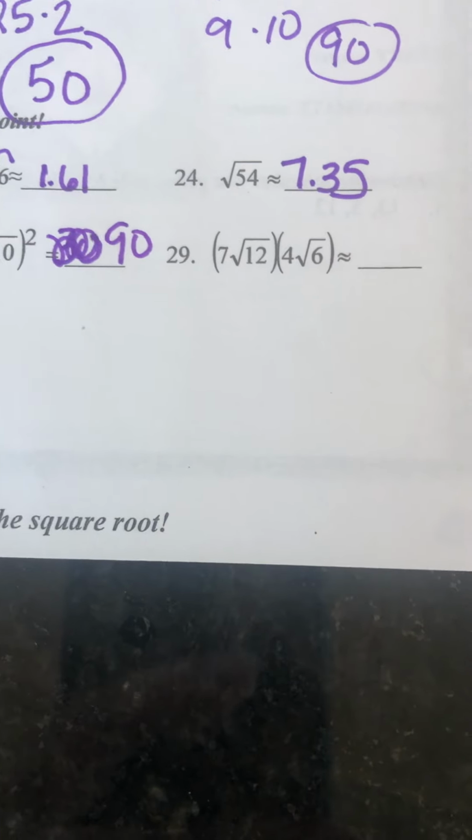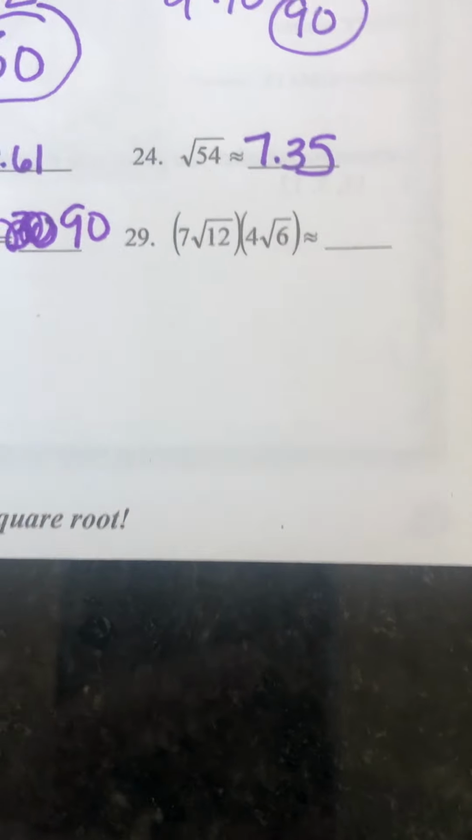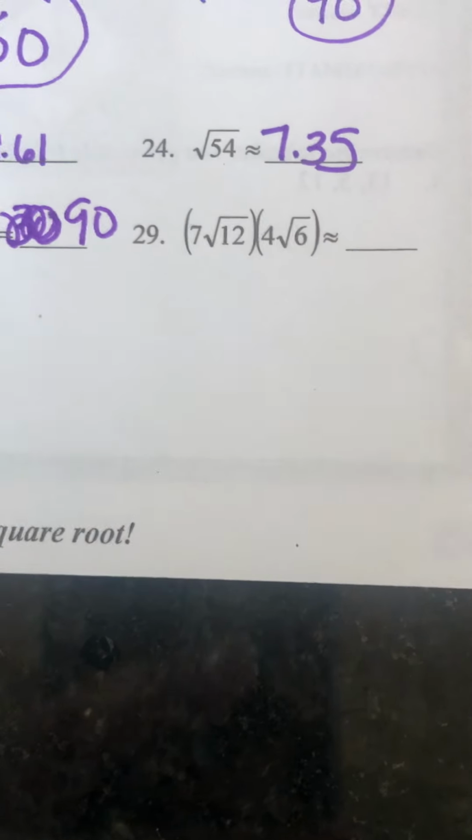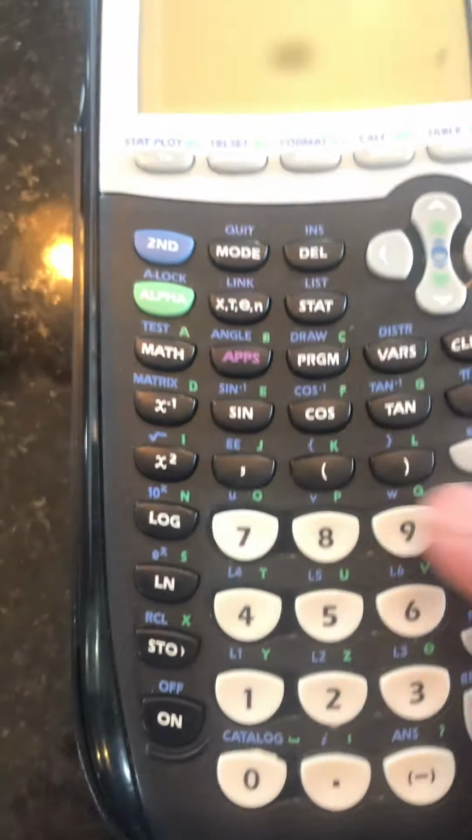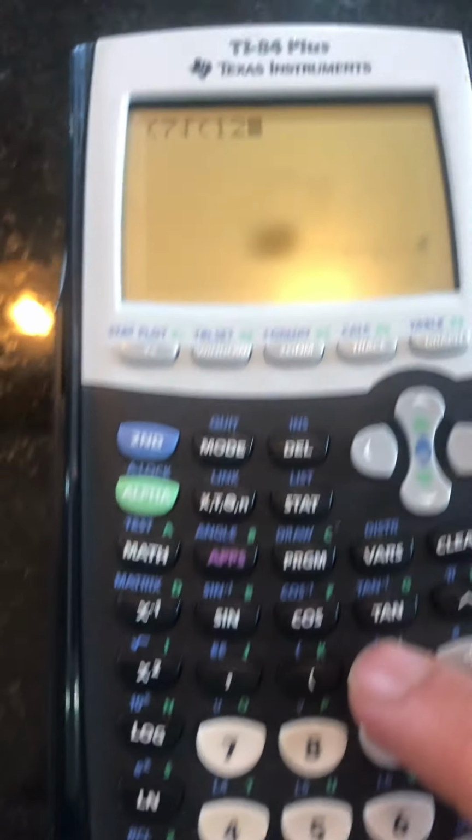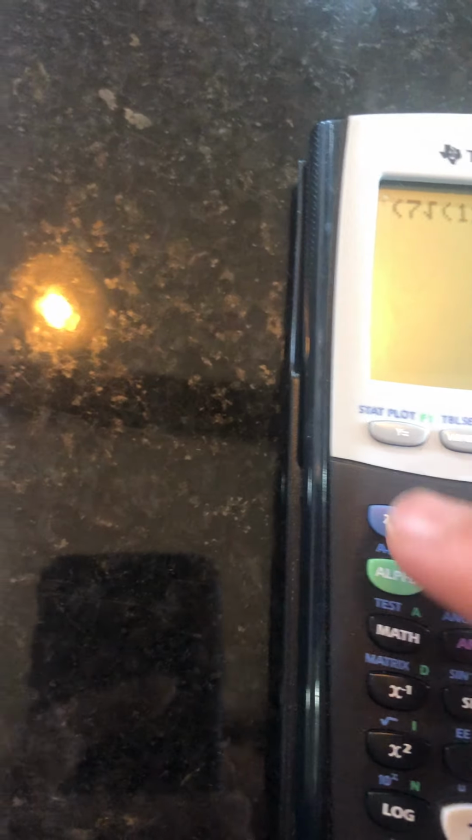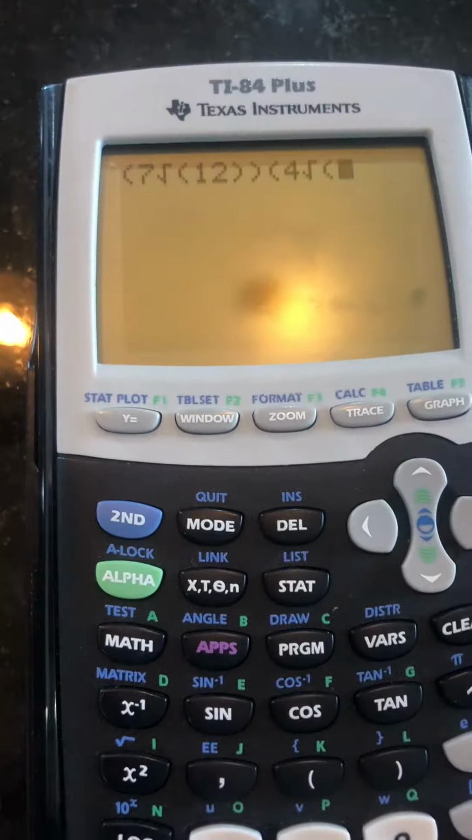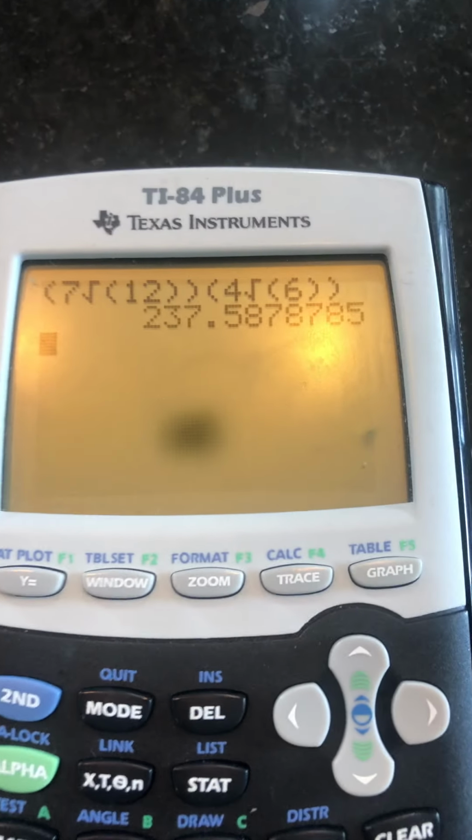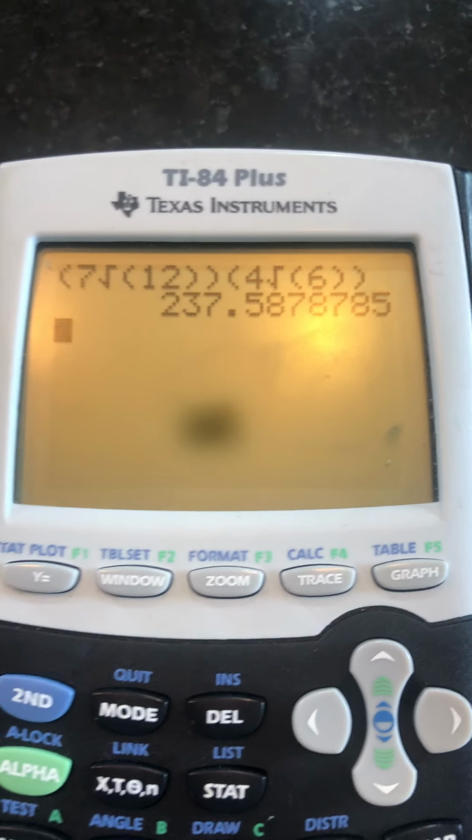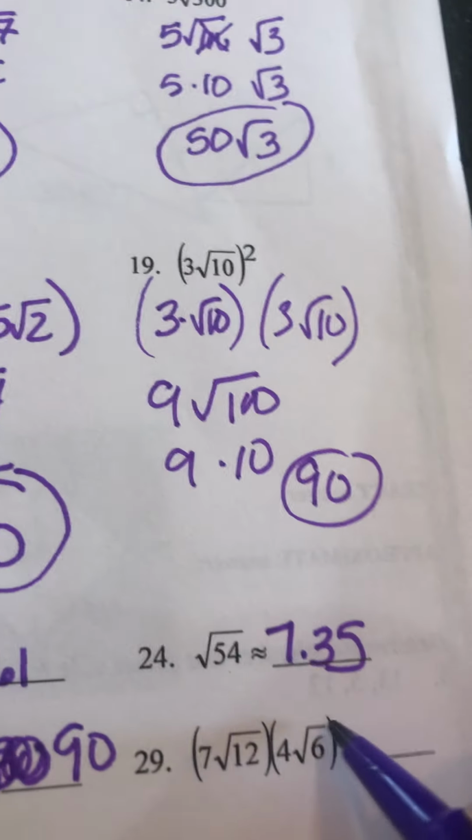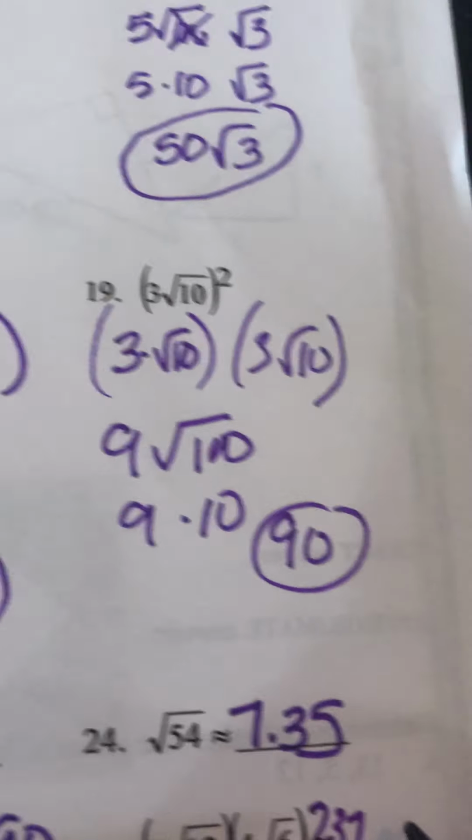And then the last one, I can use the parentheses, right? 7 root 12, parentheses, 7 root 12. I'm going to need double parentheses there, times 4 root 6, and again with double parentheses, 237.59.